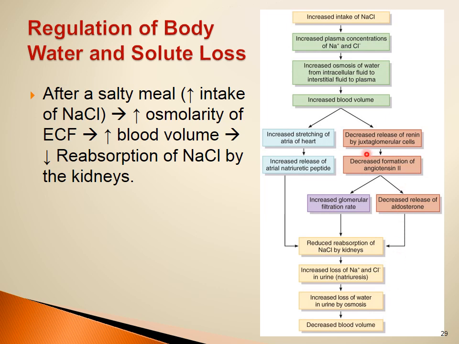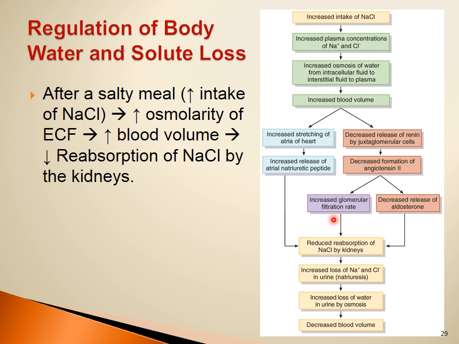If we go to the other limb of this diagram, increase in the blood volume will decrease the release of hormone renin from the juxtaglomerular cells. There is a decrease in the formation of the hormone angiotensin II. This will increase the glomerular filtration rate, which means we lose more sodium and chloride and water in the renal tubules, and also decrease the release of aldosterone from the adrenal cortex.